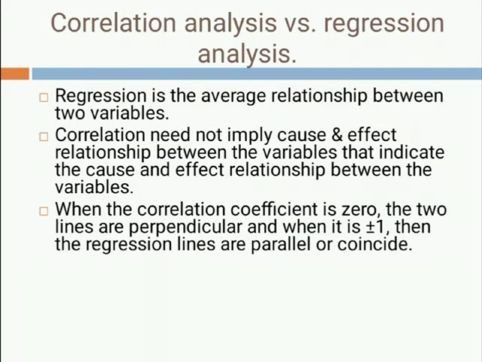Comparing correlation analysis versus regression analysis. Regression is the average relationship between two variables, while correlation need not imply a cause and effect relationship between the variables. When the correlation coefficient is 0, the regression lines are perpendicular, and when it is plus or minus 1, the regression lines are parallel and coincide.